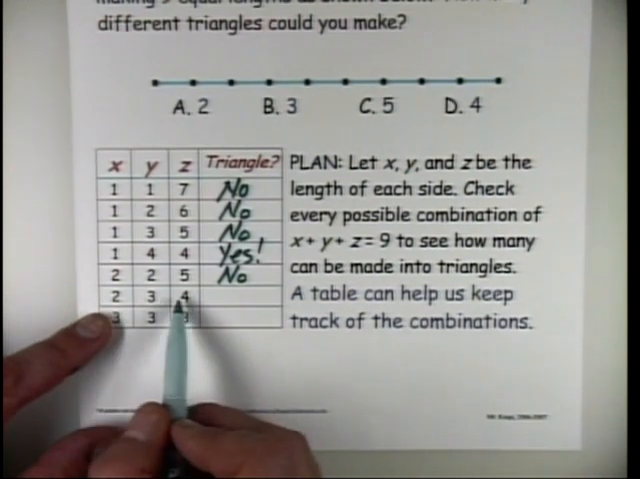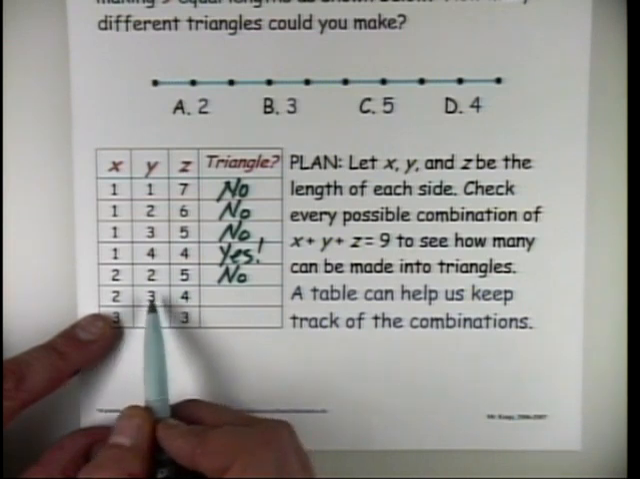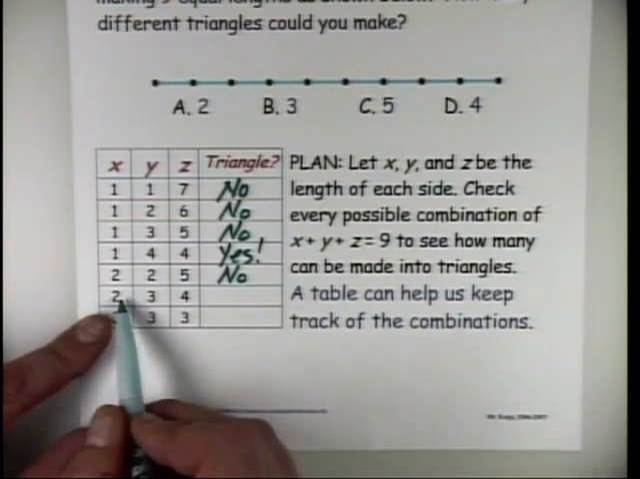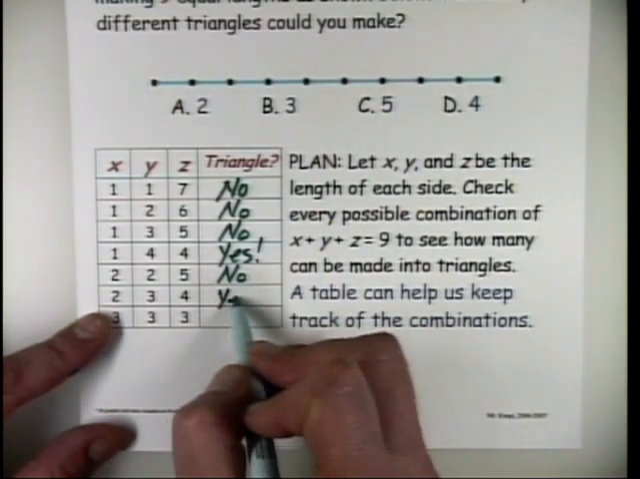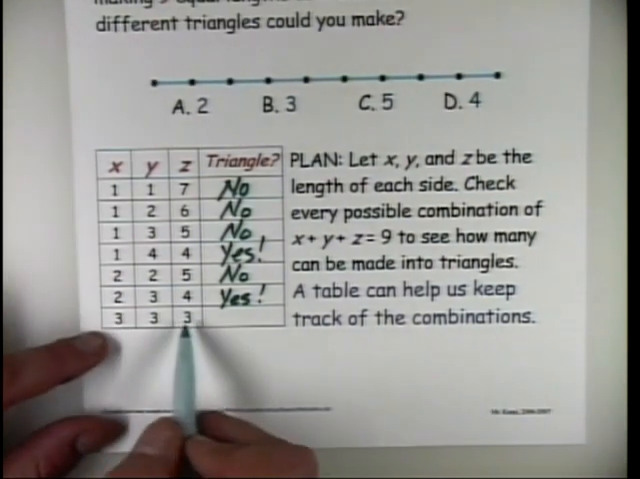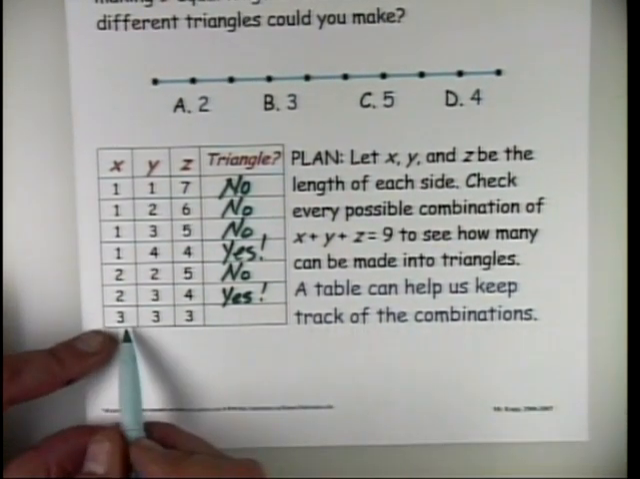The 2-4 combination gives me 6, which is greater than 3. And then the 3-4 combination is 7, which is greater than 2. So look at there. We have another triangle. And finally, we have the 3, 3, 3. But I repeat myself. The equilateral possibility.